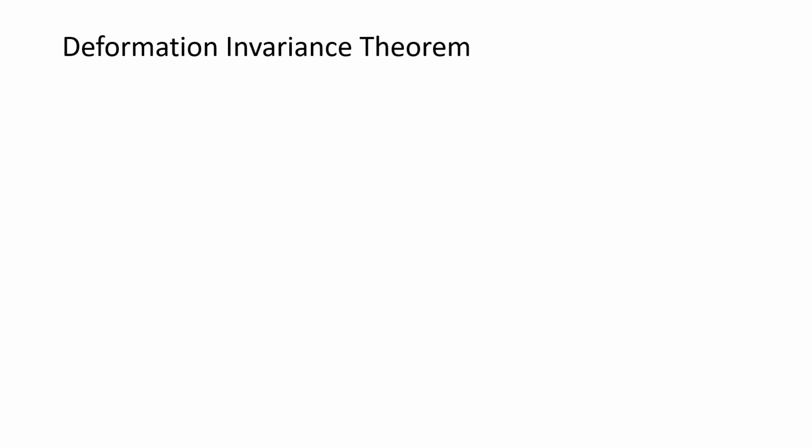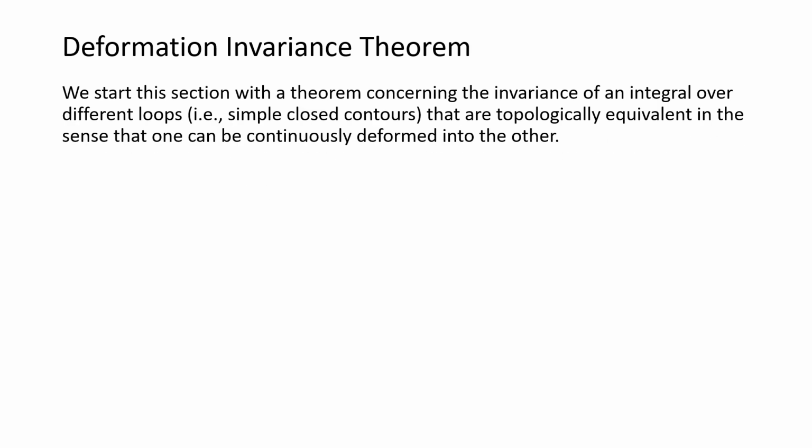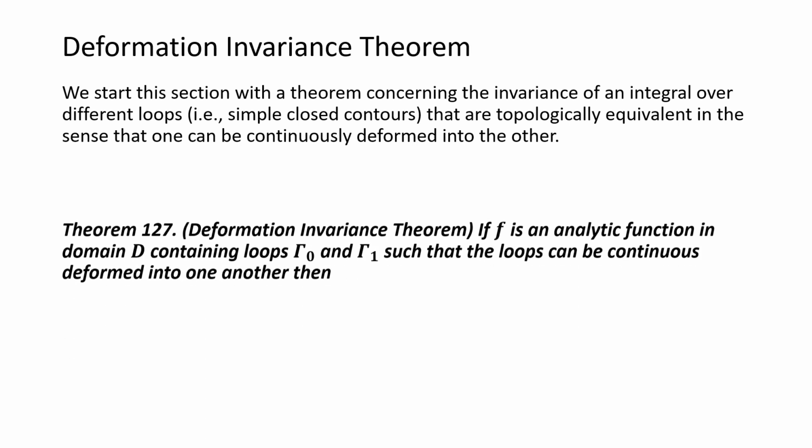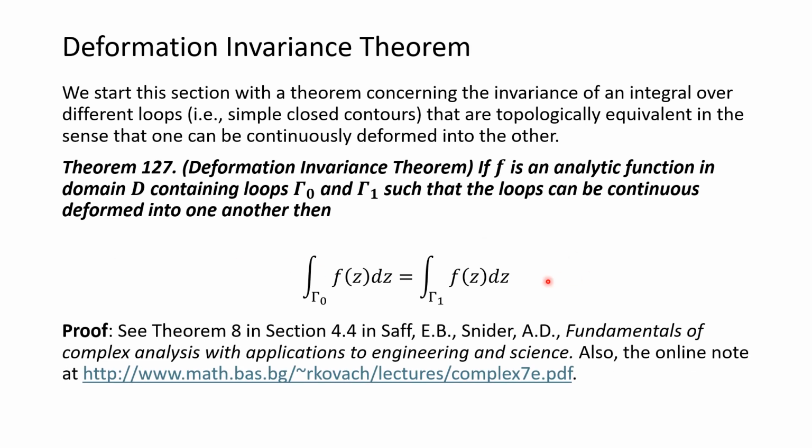On this slide, we're going to talk about the deformation invariance theorem. It says that if you have two simple closed contours that can be deformed into each other, then the integral over those contours is the same. Here's this theorem more formally. If f is an analytic function in a domain D containing loops gamma sub 0, gamma sub 1, such that the loops can be continuously deformed into one another, then the two integrals are equal to each other.